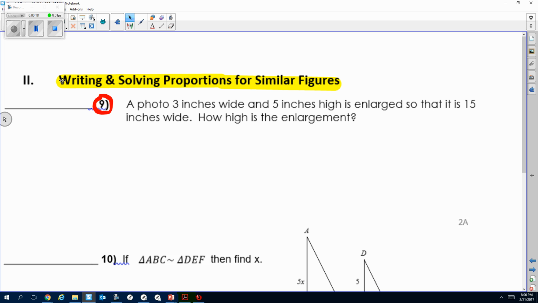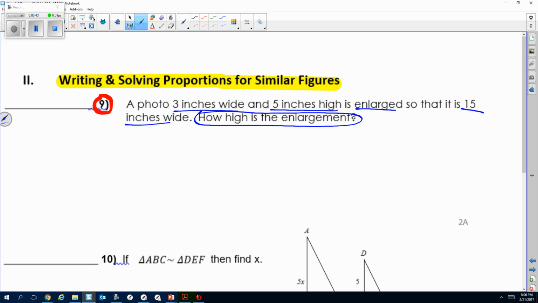So for example, on the first one, number 9, which is test-like, let's get our key information. We have a photo that is 3 inches wide and 5 inches high. It is enlarged. That's important. It's getting bigger. So it is 15 inches wide. Circle the question: How high is the enlargement?